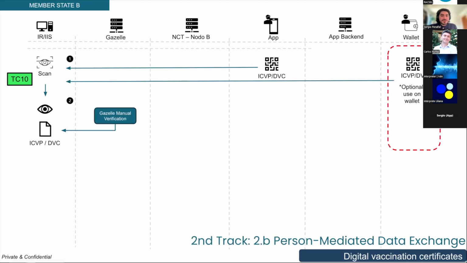With that ICVP, just like in track 1, you can store it in your application and you can share it in a different country. This is member state B, country B, and there they will be able to scan it. I will talk about some details later on, but this would allow them to have access to the ICVP information. So it's a similar case to the previous one, but instead of a VHL, this is the ICVP certificate.